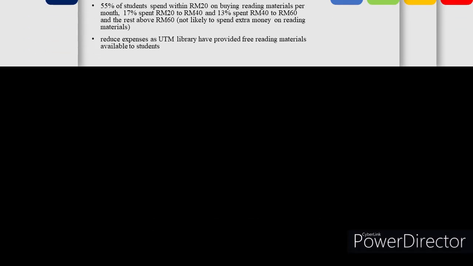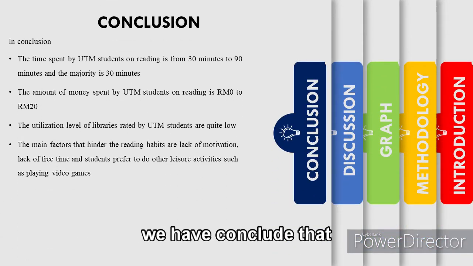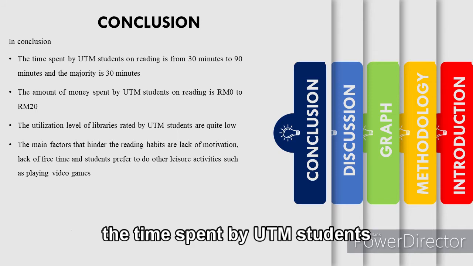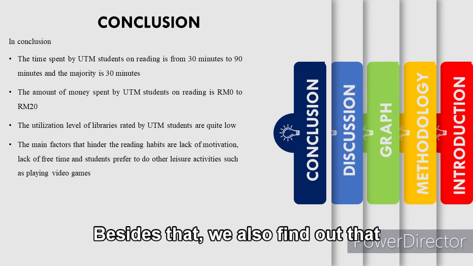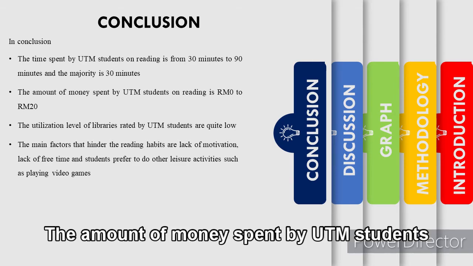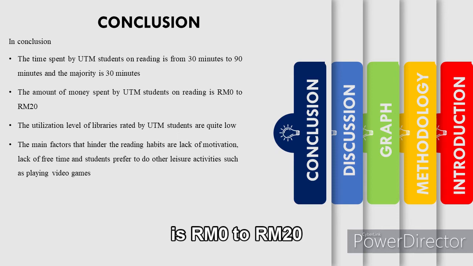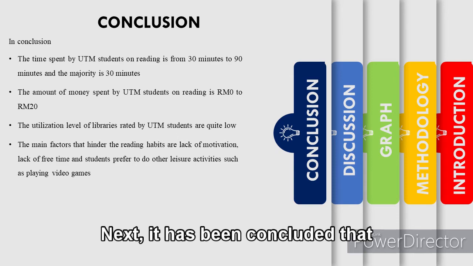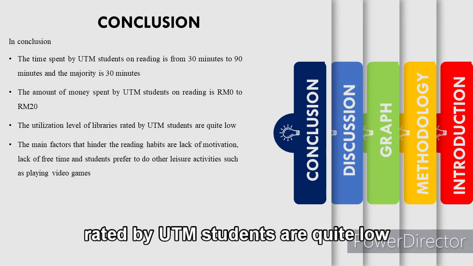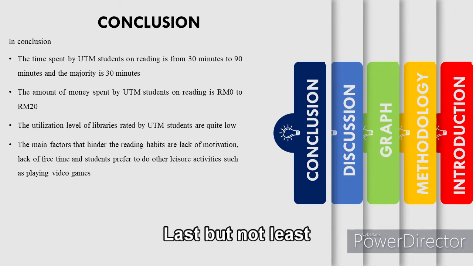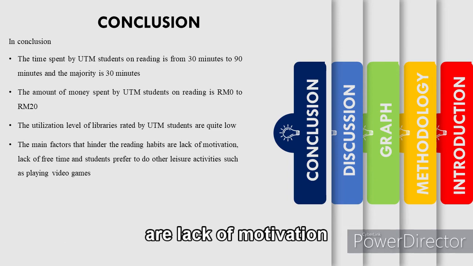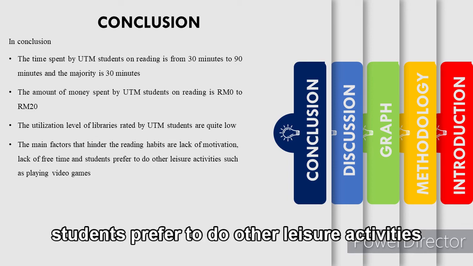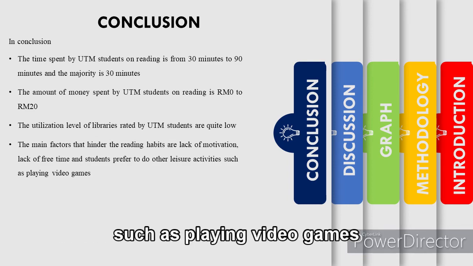In the last part of the project, we have concluded that the time spent by UTM students on reading is from 30 minutes to 90 minutes, and the majority is 30 minutes. Besides that, we also found that the amount of money spent by UTM students on reading is 0 ringgit to 20 ringgit. Next, it has been concluded that the utilization level of libraries rated by UTM students is quite low. Last but not least, the main factors that hinder the reading habits are lack of motivation, lack of free time, and students preferring to do other leisure activities such as playing video games.